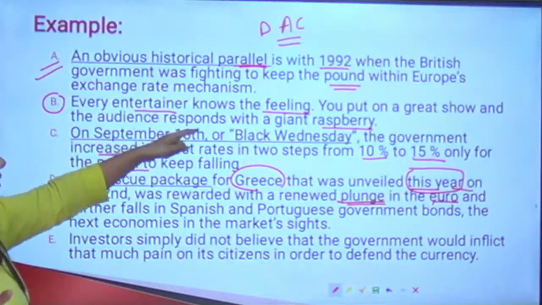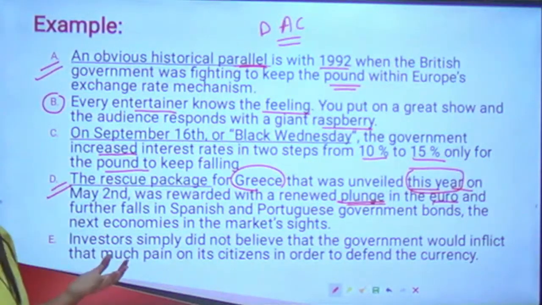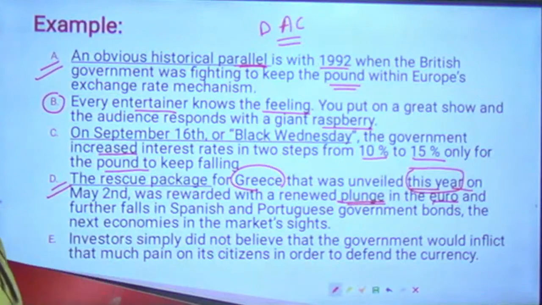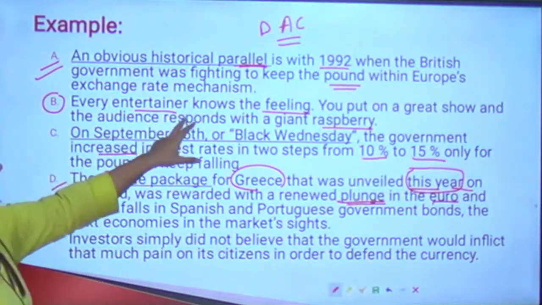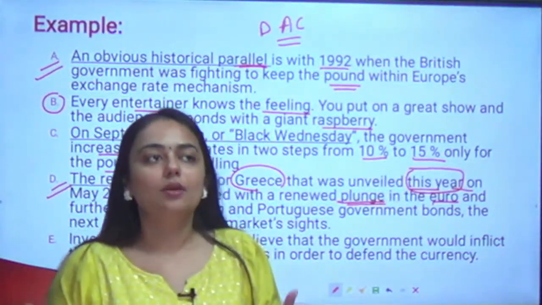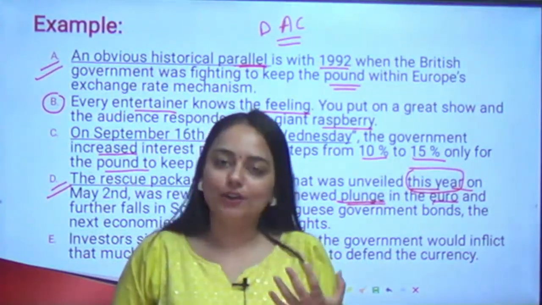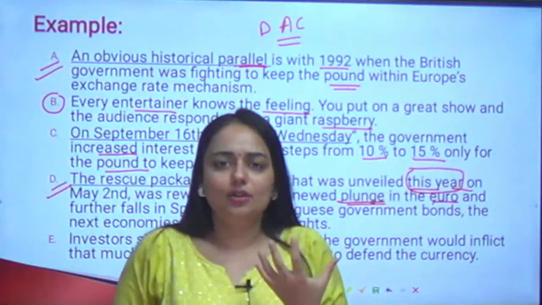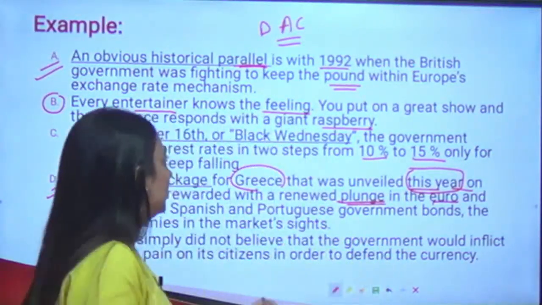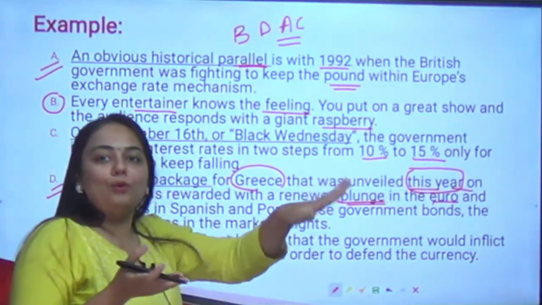All the sentences are clearly talking about the practical situation, the actual thing that has been happening or had happened in Europe and has recently happened in Greece. It's just that the second sentence is a little off, or rather I would not say it's off, it lays the basis. Before talking about the failure of these governments to keep their economies in shape, the author says that every entertainer knows this feeling, that you feel a lot of pressure when you're not able to satisfy the audience. So B provides the opening or the base and sets the tone of the whole paragraph.